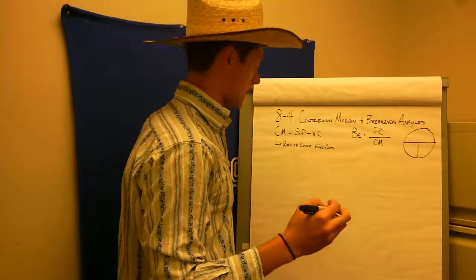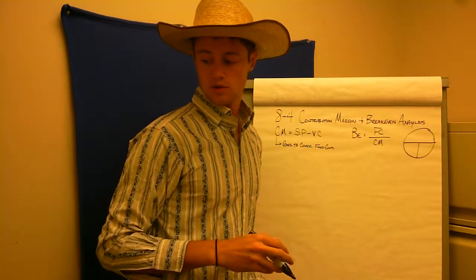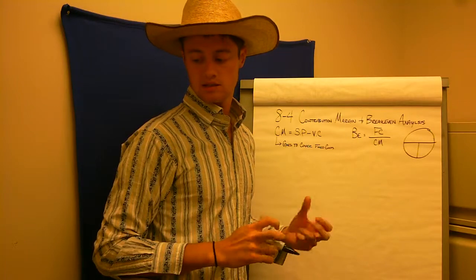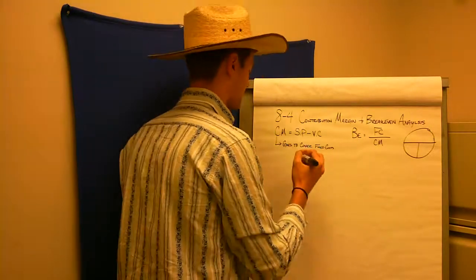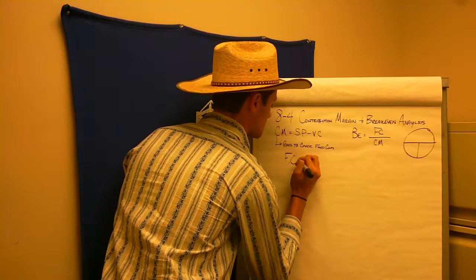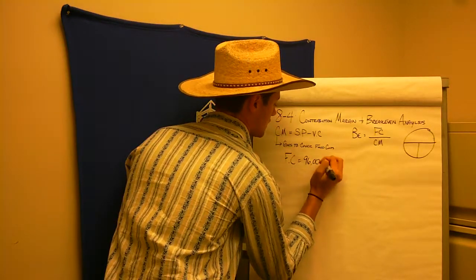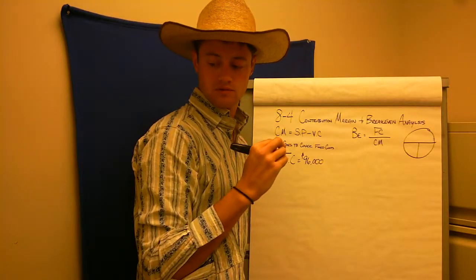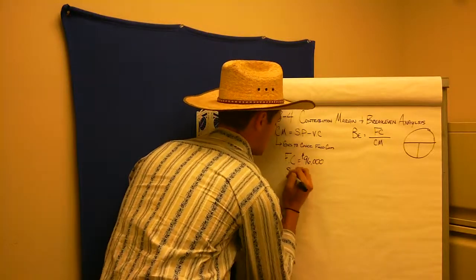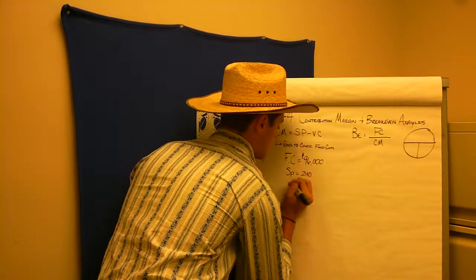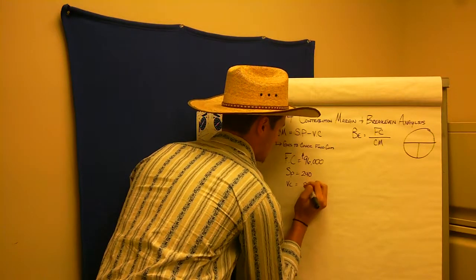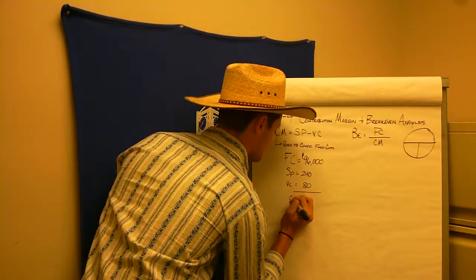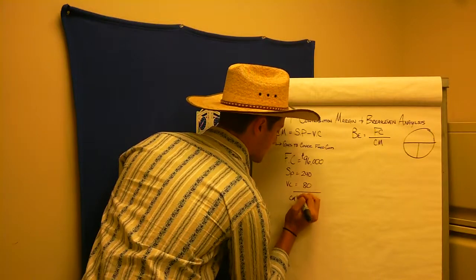It says Angel Company produces car radios. We need to figure out the contribution margin and the break even. So fixed cost is equal to $96,000. And it said that the selling price is $240 and the variable cost is equal to $80. So to figure out the contribution margin, I just subtract this and I get my contribution margin of $160.